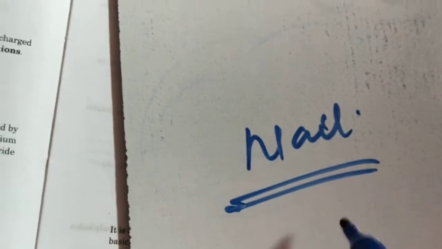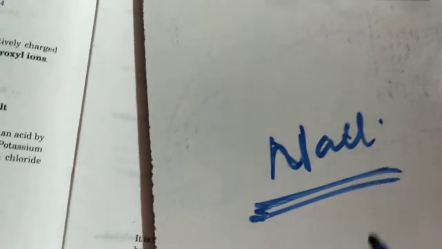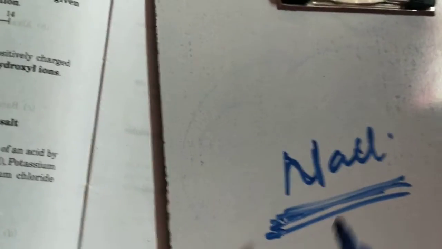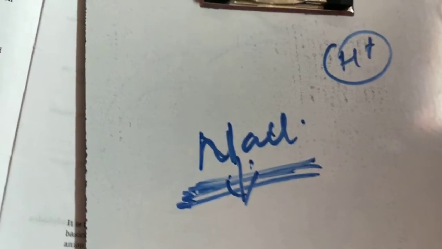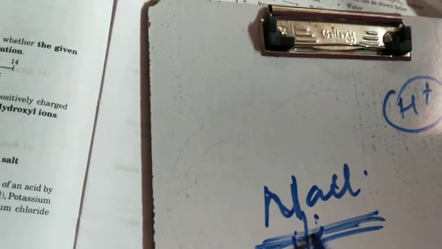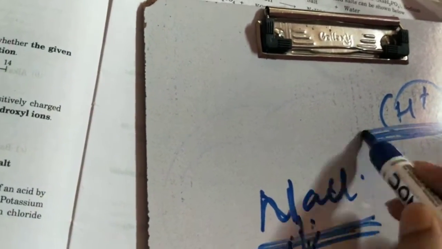How do you correlate that it is a salt? According to the definition, in a simple way, salt is a substance which contains one cation that is different from hydrogen ion. Focus on my point. Salt is a substance which contains one cation that is different from hydrogen ion and one anion that is different from hydroxyl ion. Those compounds that fulfill this definition are salts.